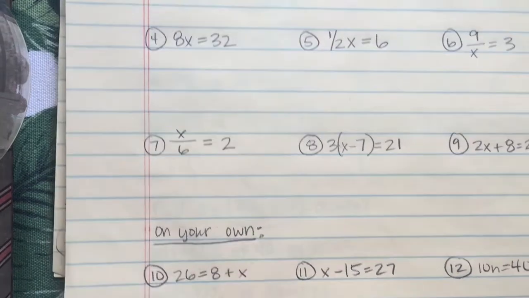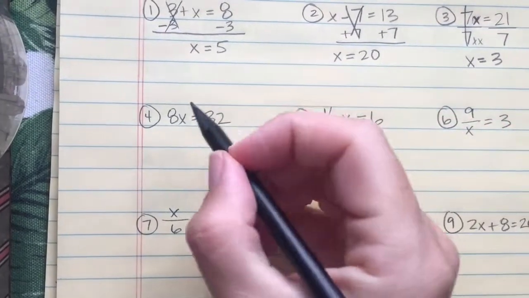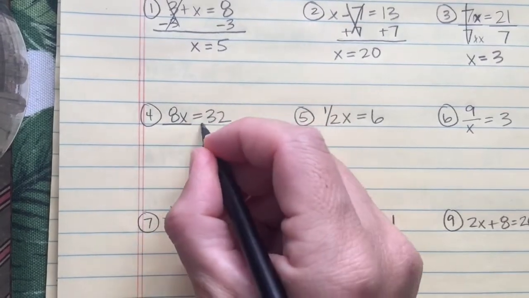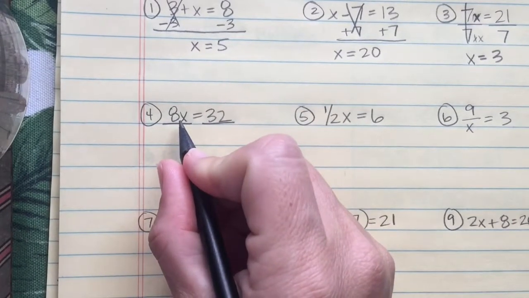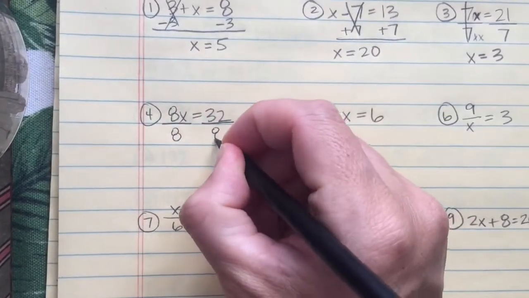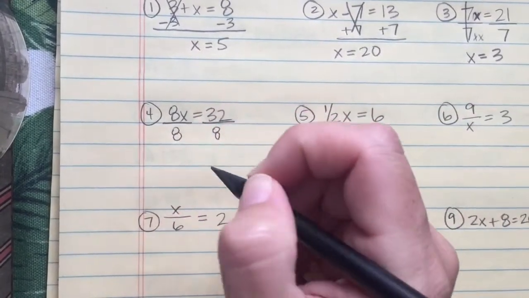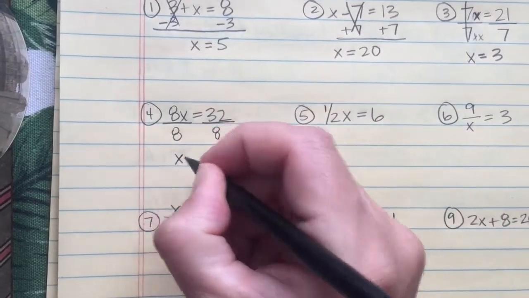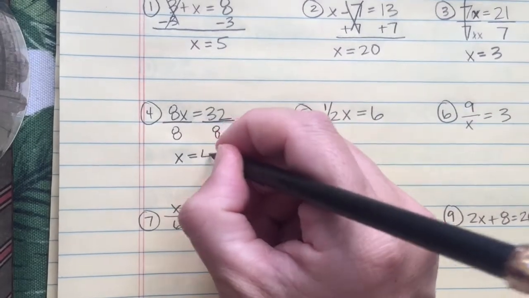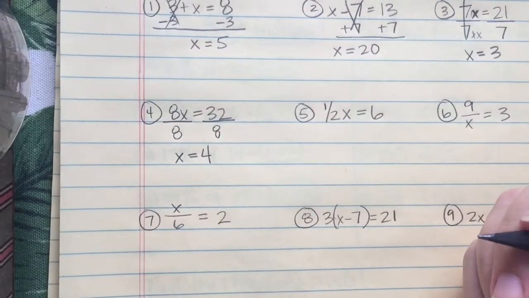Number 4, same situation. I need to get rid of this 8, and in order to undo the multiplication, I am going to divide both sides by 8. 8 divided by 8 is 1, so we're just left with 1x. 32 divided by 8 is 4. Okay?